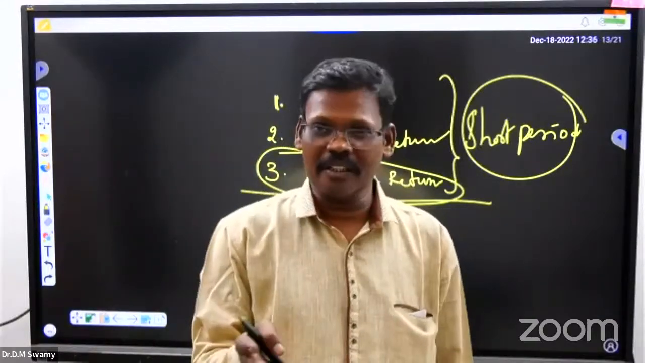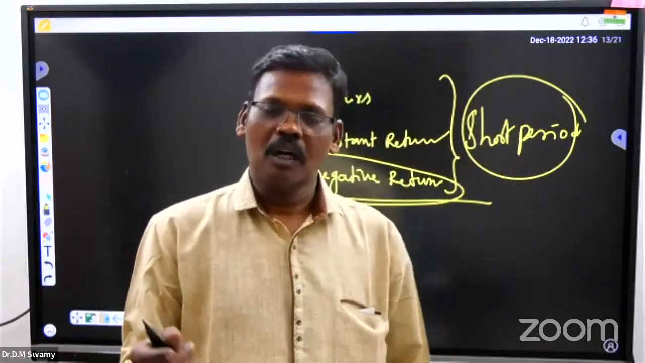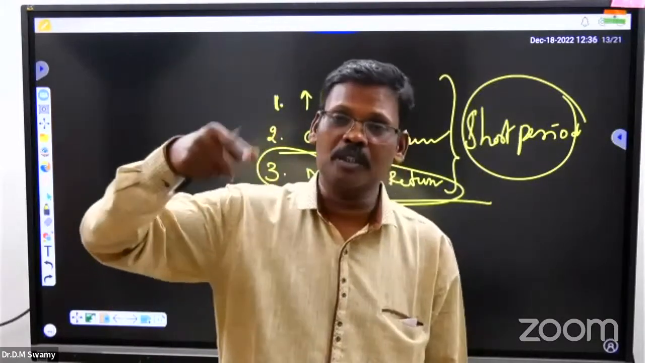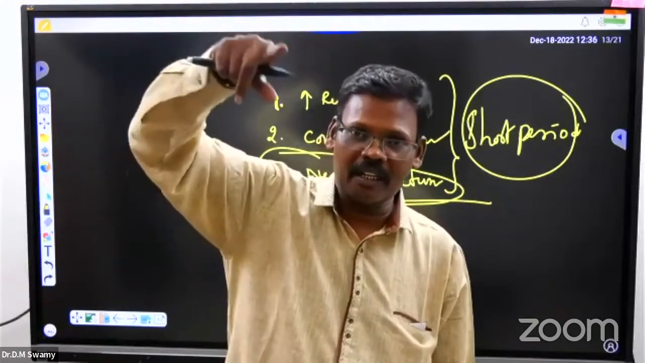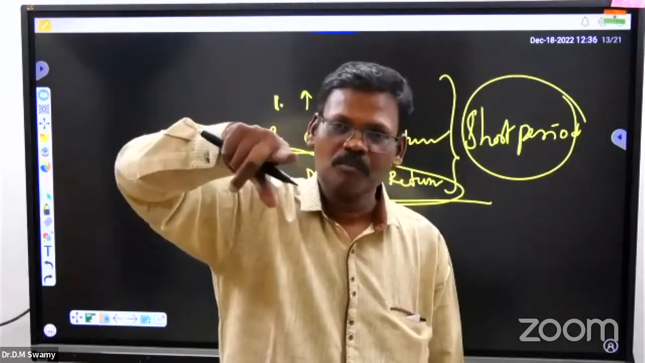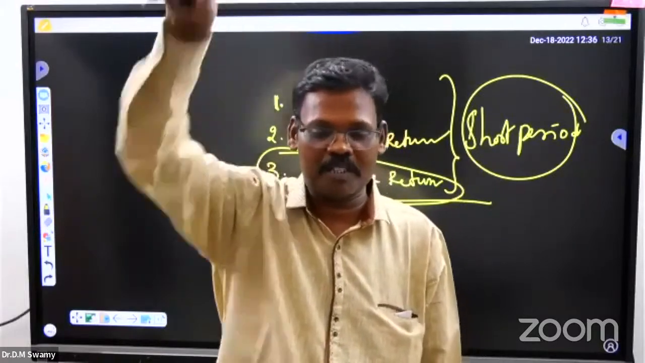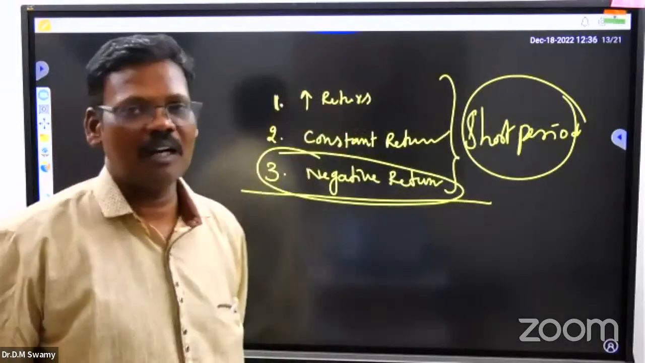If it is the short run, he will continue for some time, because after some time he may expect the profit in the future. That's why, by bearing the negative returns in the short run, you will continue the production. So negative returns may be there in the short run production function, whereas there will not be negative returns in the long run production.